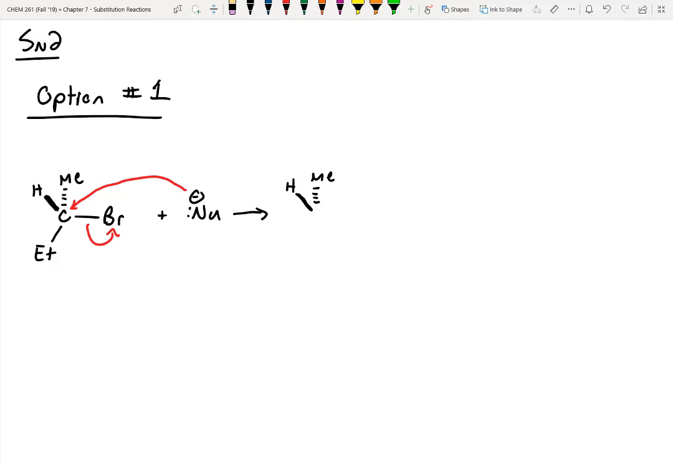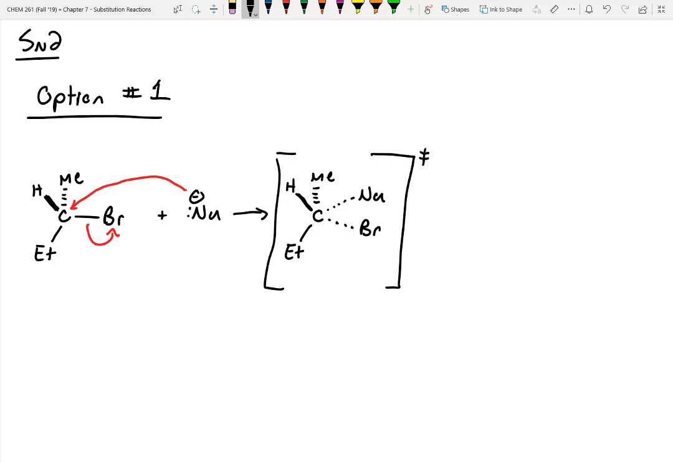Oops, should be a straight line. So during this transition state, we're going to be forming a new bond to our nucleophile. At the same time, our leaving group is falling off. So make sure you put these in brackets and do the double dagger to indicate this is the transition state. We're missing something though in our transition state. What am I missing? Charges, right? So is the nucleophile going to be a full negative? Will it be neutral, or will it be somewhere in between in the transition state?